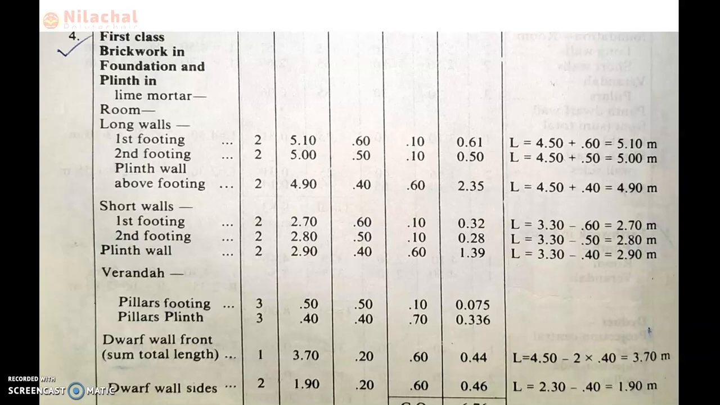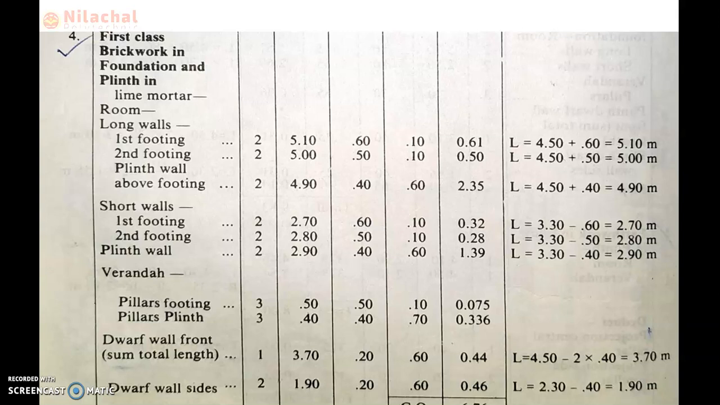In this class we discussed the room long wall, short wall and veranda pillars. Then we discussed the drop wall front and drop wall side. We know the veranda section: in the case of a veranda, the wall used is known as the drop wall. The veranda front wall is called the drop wall front, and the veranda side wall is called the drop wall side.